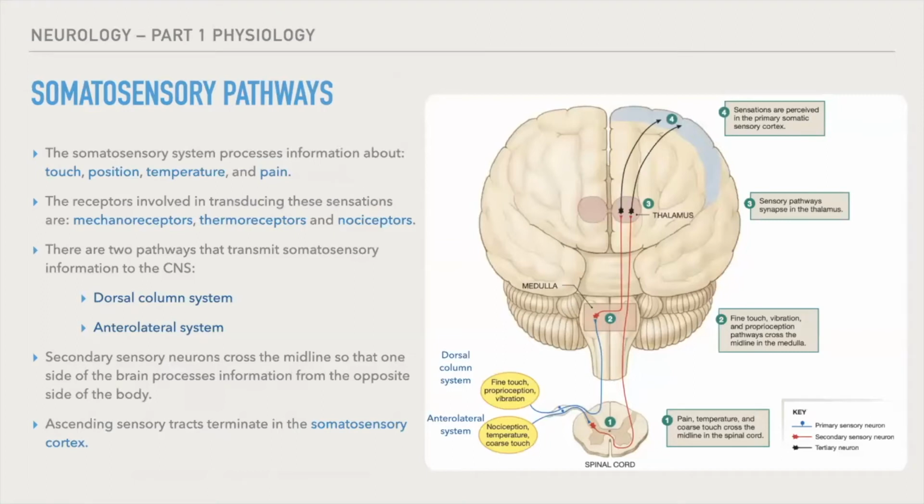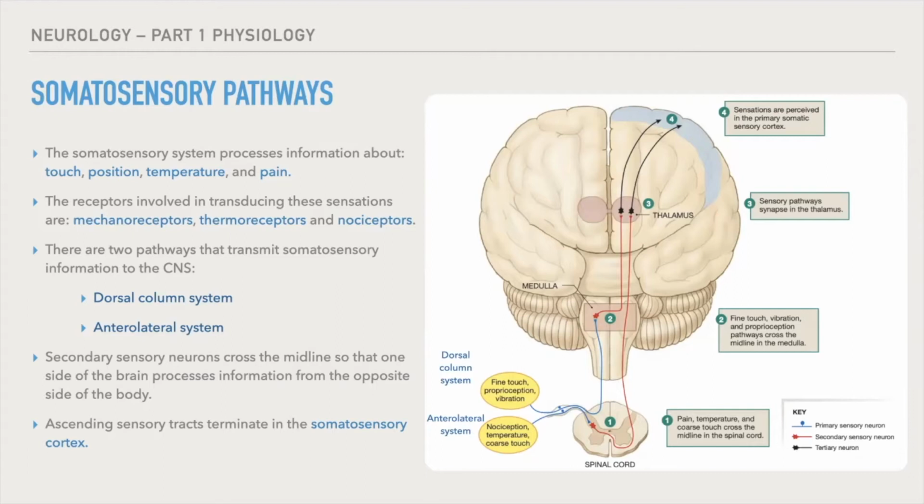So now we'll start talking about the sensory system, and the best way to start is to understand the somatosensory pathways. The somatosensory system processes the information about touch, position, temperature, and pain. The receptors involved in transduction of these sensations are the mechanoreceptors that are responsible for touch and proprioception, the thermoreceptors that are responsible for temperature, and nociceptors that are responsible for pain and noxious stimuli.